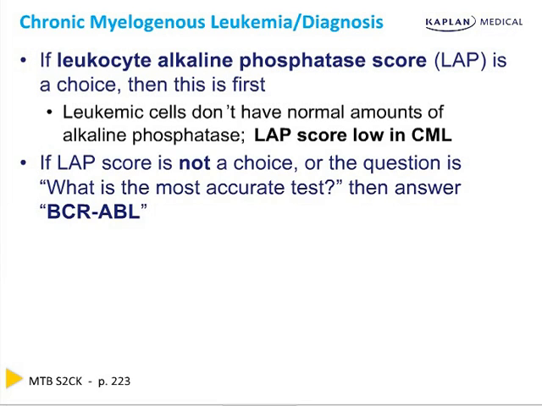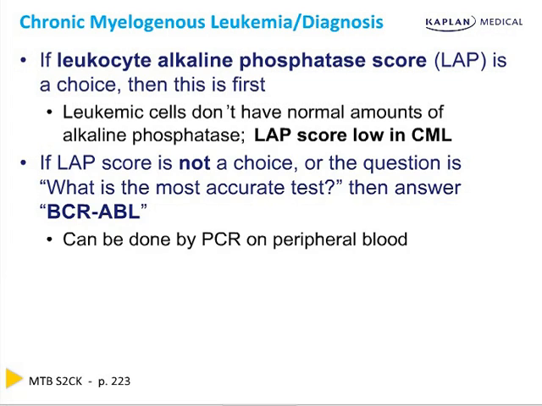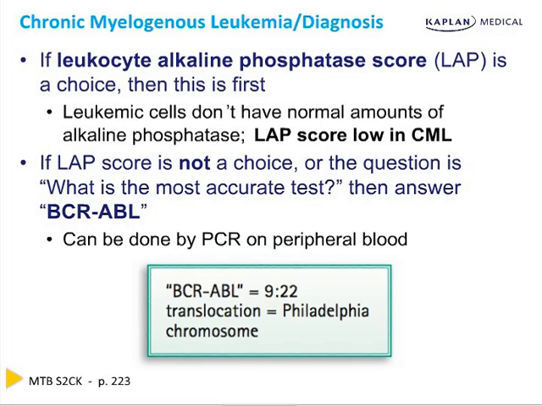If the LAP score is not a choice, or the question says, what is the most accurate test, then the answer is BCR-ABL. BCR-ABL can be done by PCR on peripheral blood. The BCR-ABL is the Philadelphia chromosome. The BCR-ABL is the right term for the 9;22 translocation. It is clearly superior to the LAP score because it is clearly the most accurate test for CML.